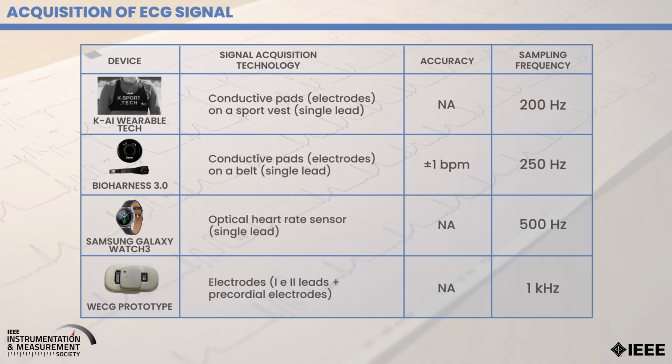Here I have reported a comparison between the technical specification of some wearable devices worn on the chest or on the wrist. In particular, we have an inertial sensor worn on a sport vest produced by the Italian company Keysport, the Zephyr cardiac belt, a smartwatch by Samsung, and a wearable prototype for the wireless measurement of electrocardiogram. Each of them has different characteristics, both in terms of functioning principles and from a measurement point of view.